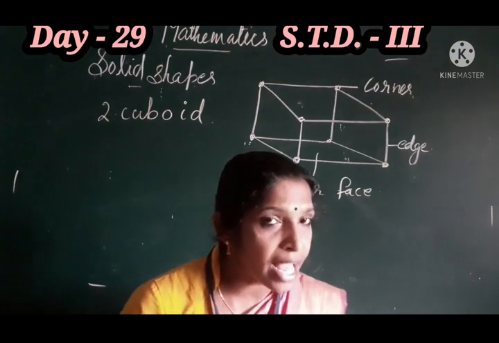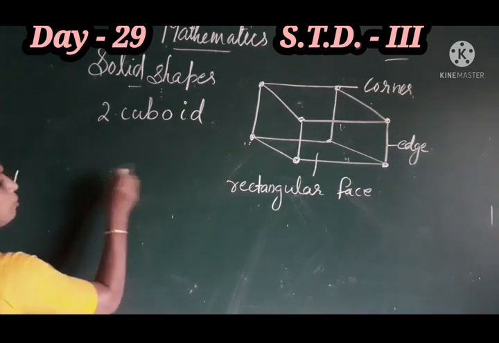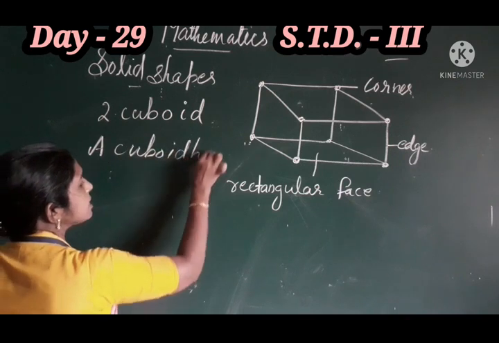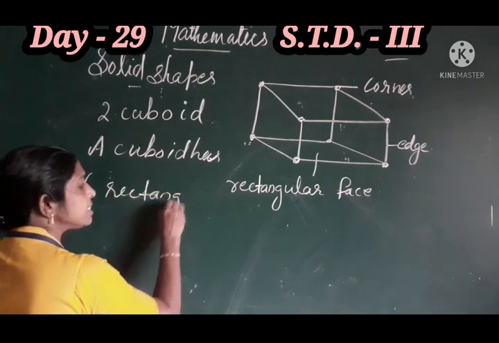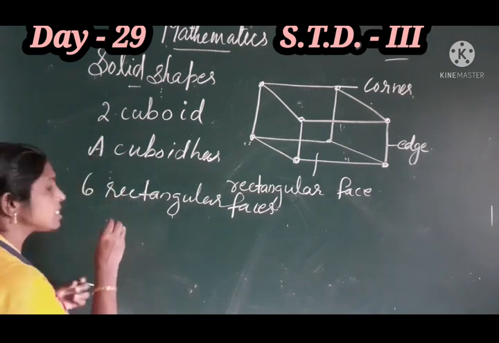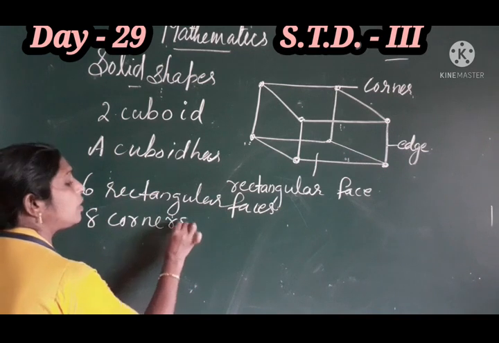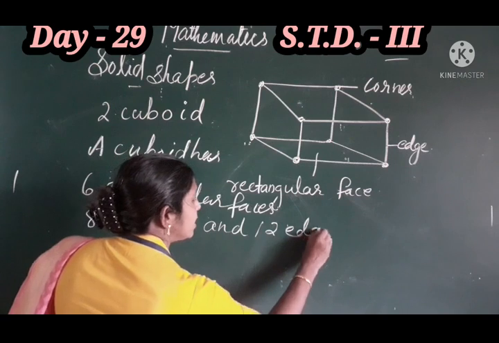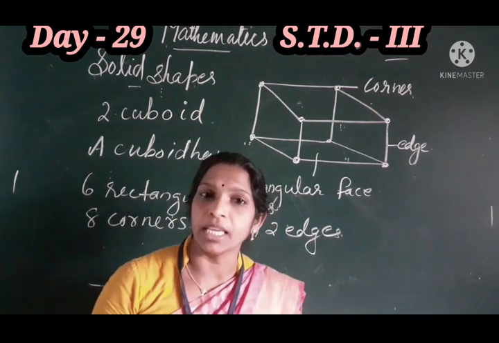A cuboid has 6 rectangular faces, 8 corners and 12 edges. A cube and a cuboid are almost the same thing.